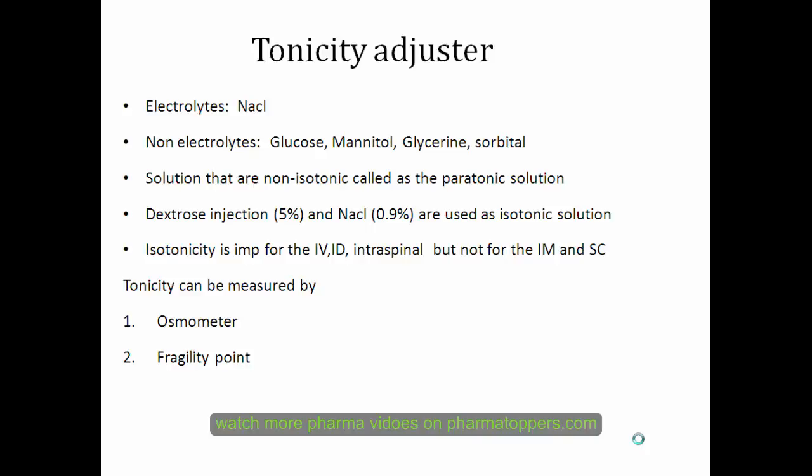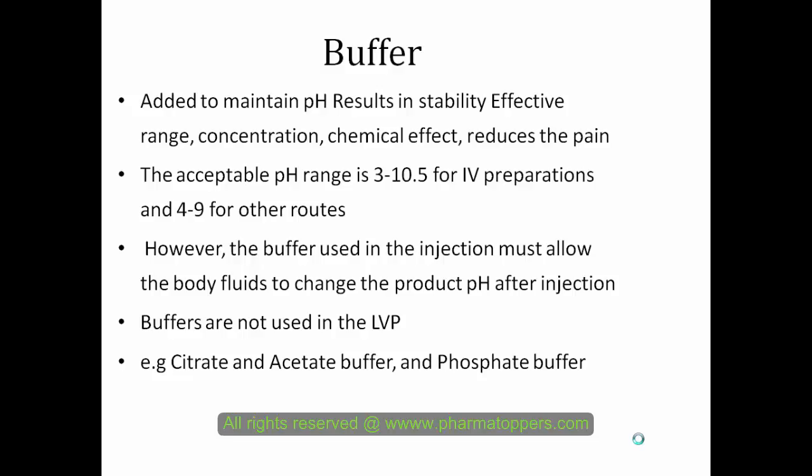Finally, tonicity can be measured by two methods, that is osmometer and fragility point. In the osmometer method, the osmolarity of the blood is 250. In the case of fragility point, it is the concentration of the hypotonic solution of NaCl that just causes hemolysis of the suspension of RBC. And coming to the next slide, that is buffer.